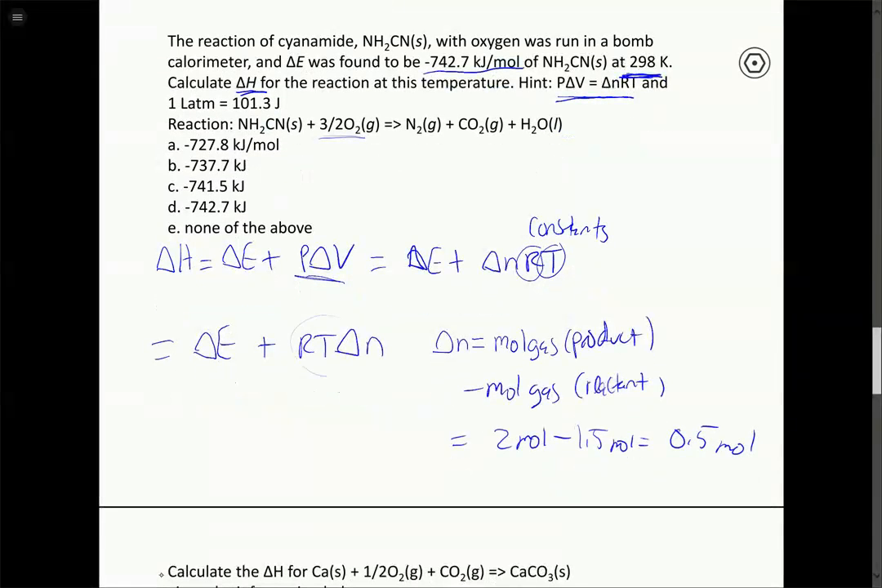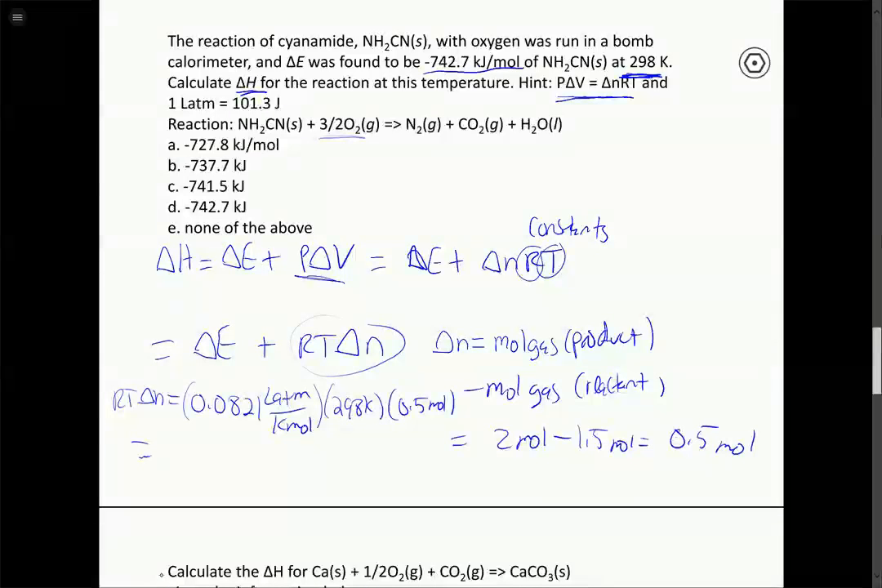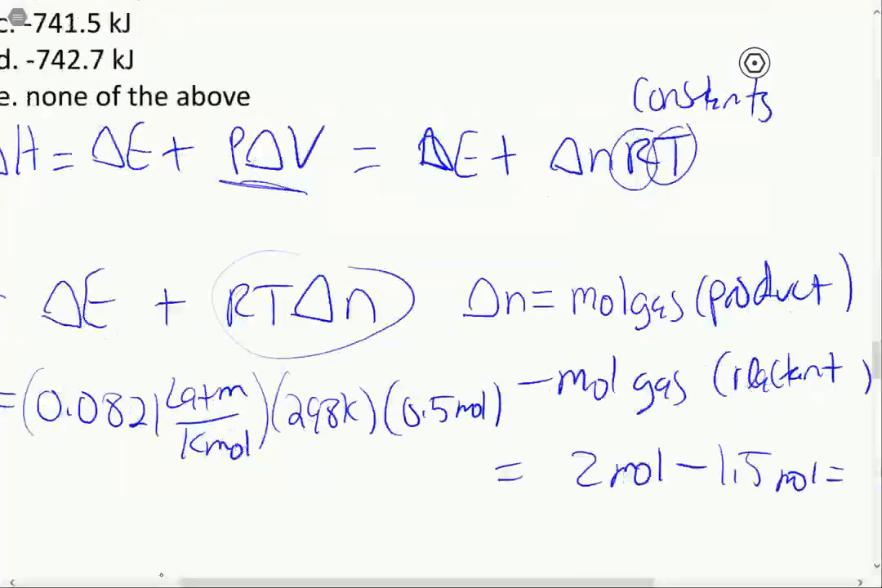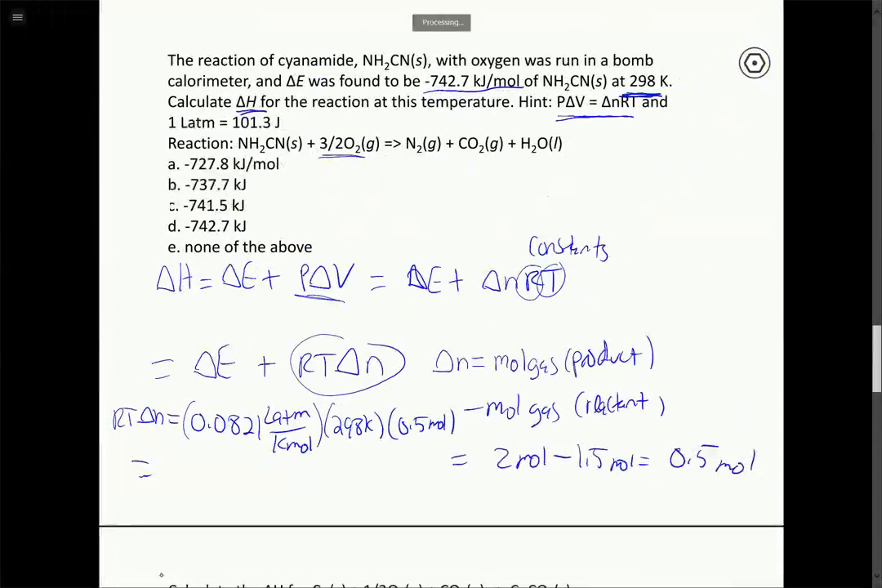So if we calculate this term separately, RT delta n, R, as we've used before, is 0.0821. We had to look that up, but that wasn't introduced in this chapter. The temperature is 298 Kelvin, and then delta n is 0.5 moles. When we calculate that out, we get RT delta n is 12.23 liter atmospheres. So again, units are important here. K and mole cancel out when we multiply, but we're left with liter atmospheres.